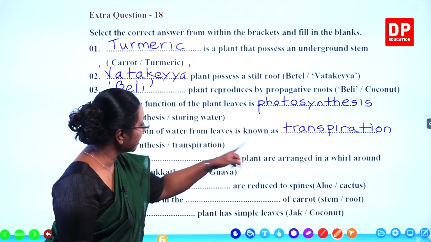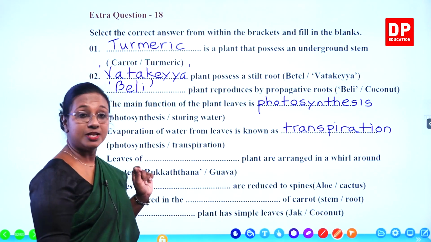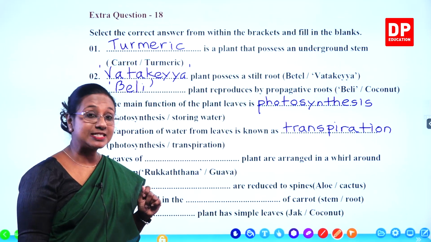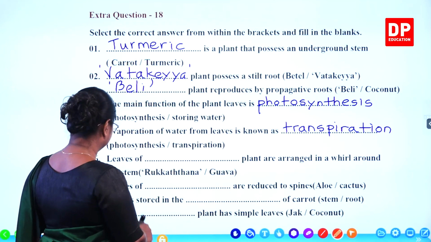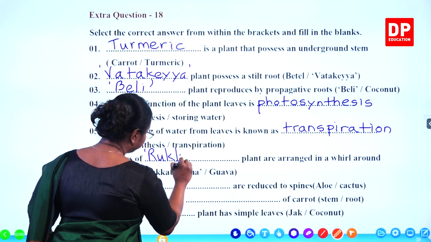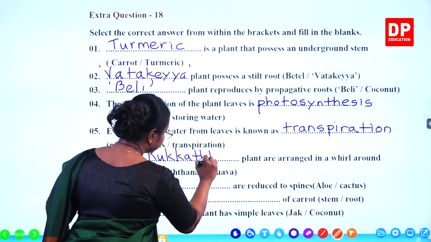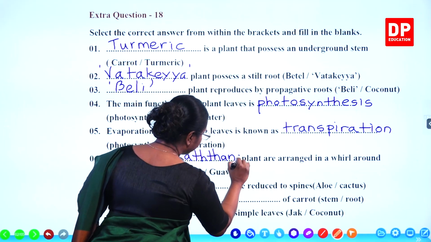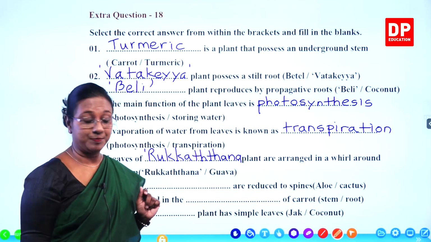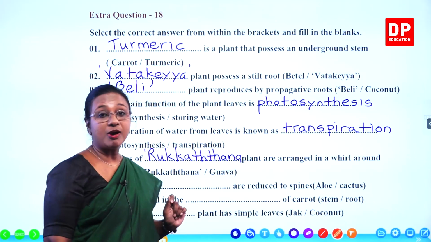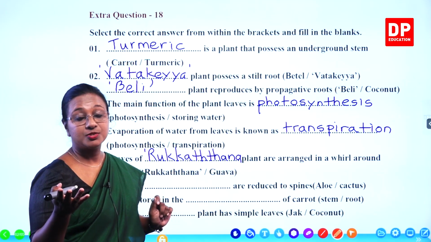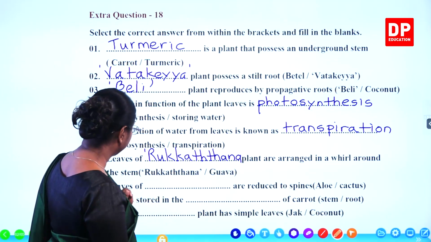Leaves of plants are arranged in a whorl around stem. So, rook attana or guava, which is correct? It's rook attana. So, leaves of rook attana plant are arranged in a whorl around the stem. Then, what about guava? It is the opposite arrangement. So, that's not an example there.